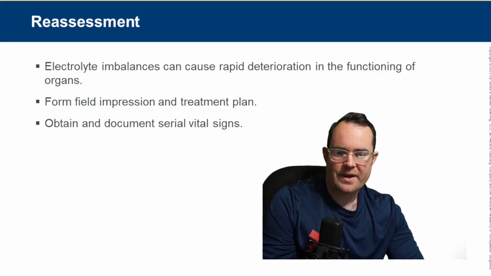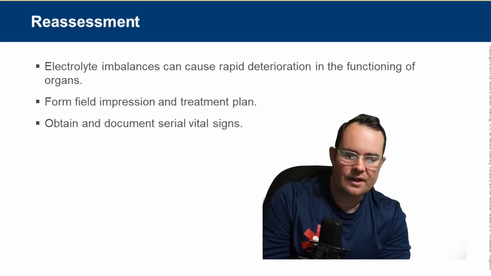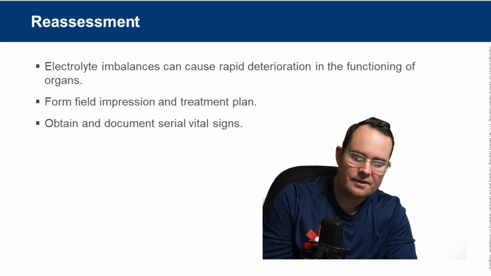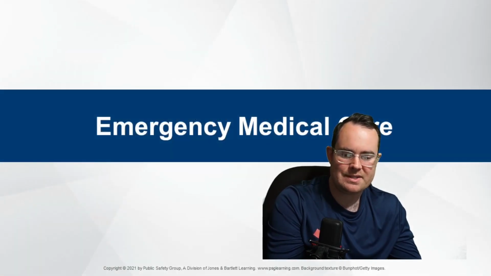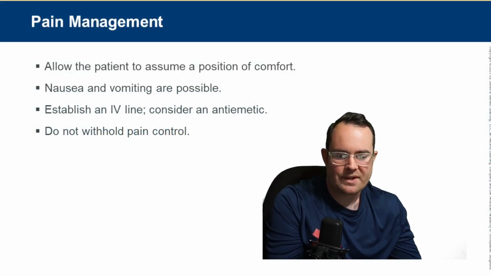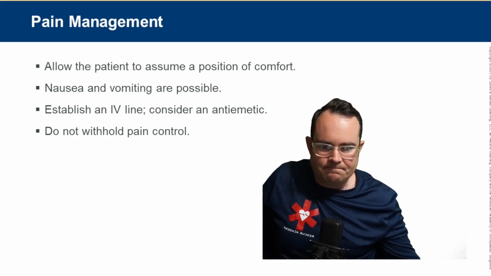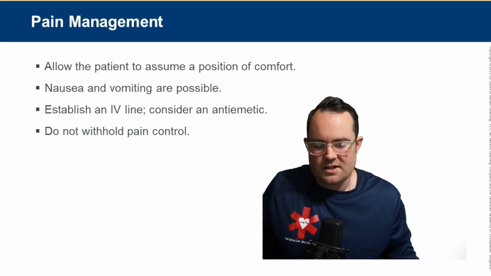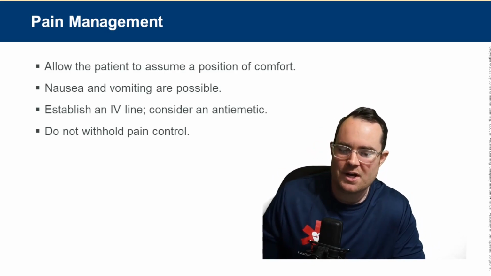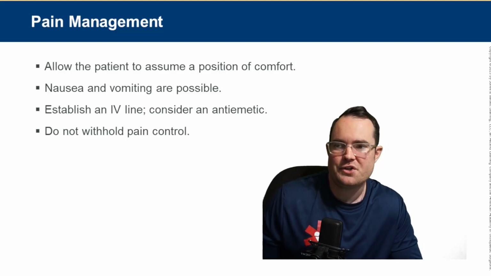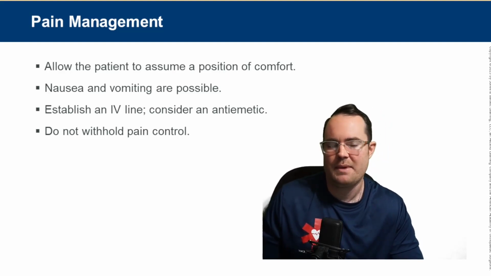So, for reassessment, electrolyte imbalances can cause rapid deterioration. Make sure we have a treatment plan. We're going to talk a little bit about some of these things that we might be seeing when caring for a patient with a renal emergency. Big thing here, it talks about pain management. And I know in previous chapters, when we talk about managing medical conditions, a lot of the time, man, do we talk about analgesics and pain management.